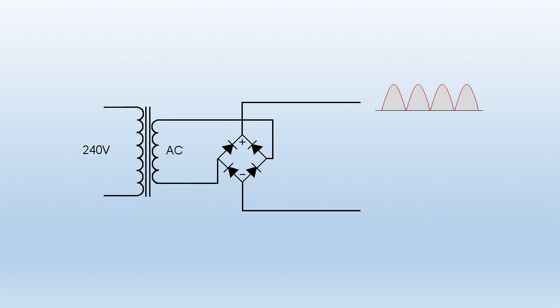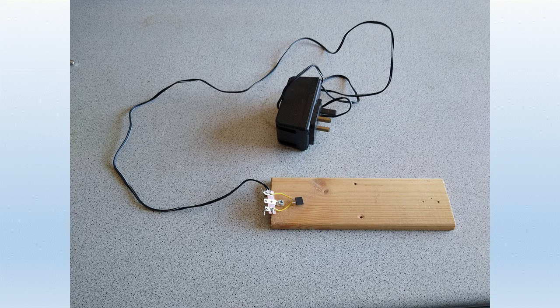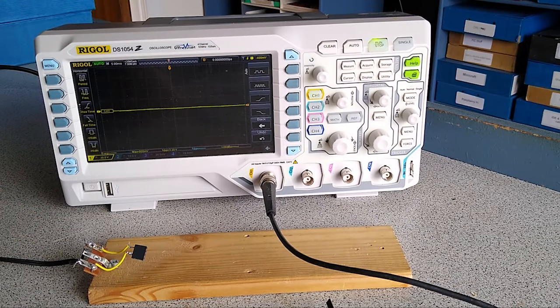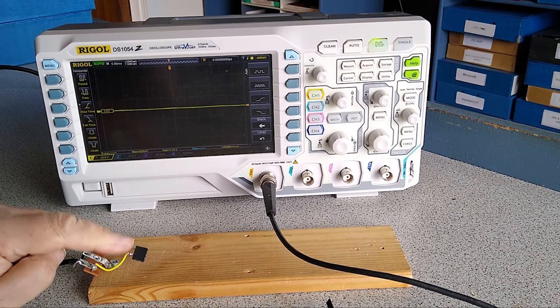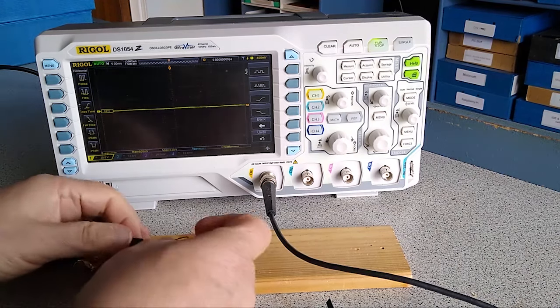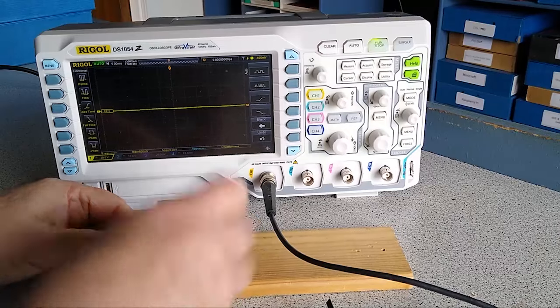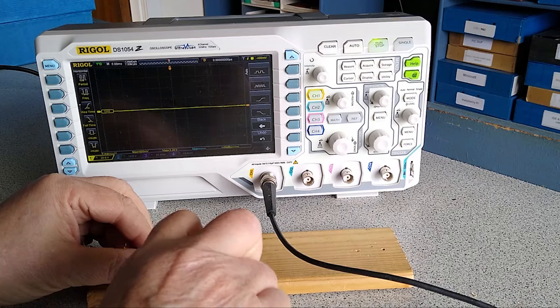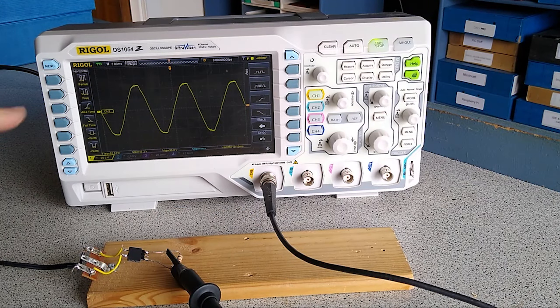Let's show it in practice. I've got a wall wart here, just feeding into a board that we can then make some tests. So let's have a look. Here is the lead coming from the transformer. We'll attach a load and we'll have a look with the oscilloscope. And as you'd expect, we've got a sine wave.